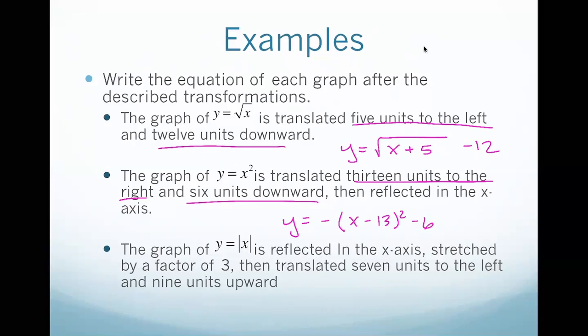The last one's an absolute value that is reflected in the x-axis, stretched by a factor of 3, 7 units to the left and 9 units downward. So we have lots of things going on here. We'd have y equals negative absolute value. It is stretched by 3, so we do need a 3 in front of that absolute value. Then we would have translated 7 units to the left, so that would be x plus 7. Close your absolute value, and 9 units upward.